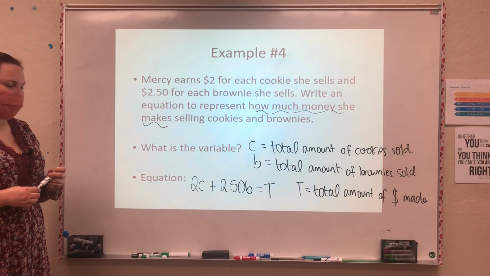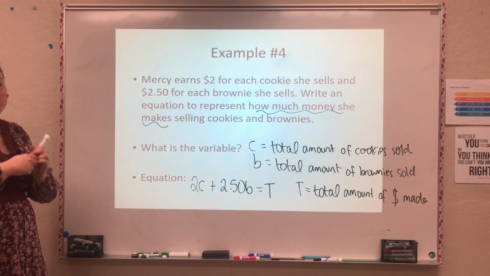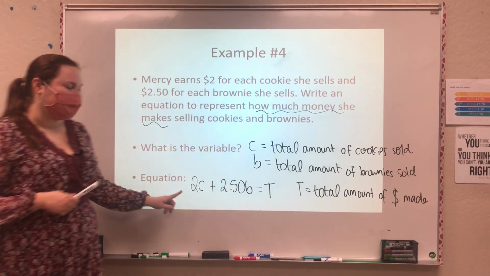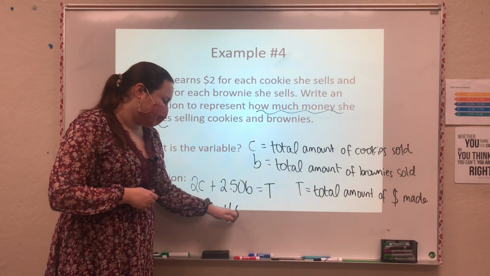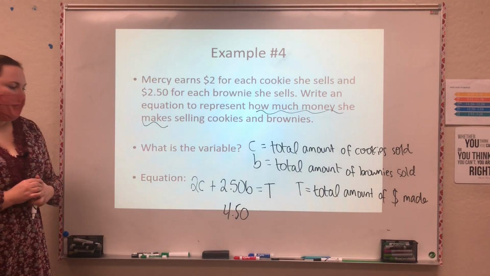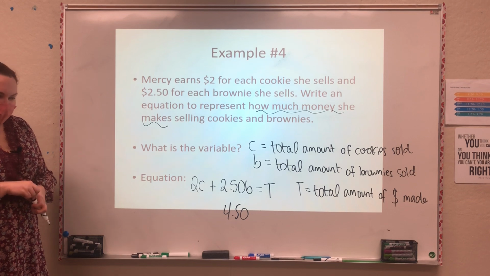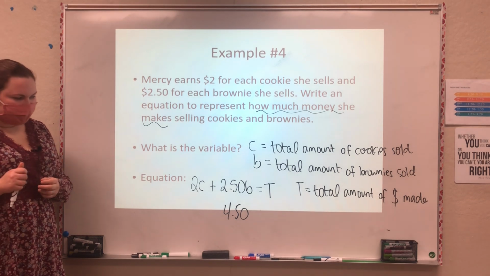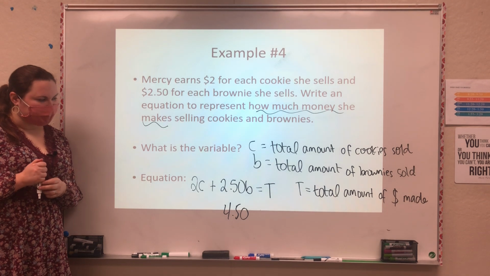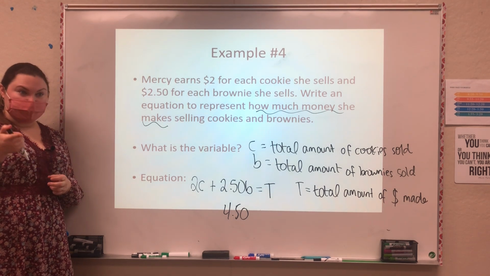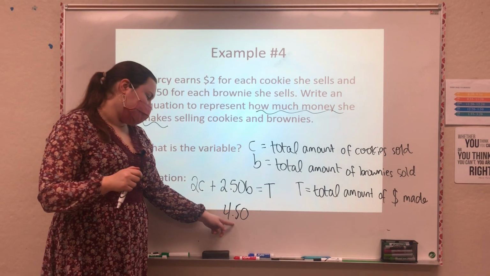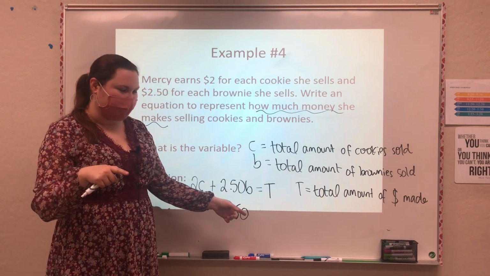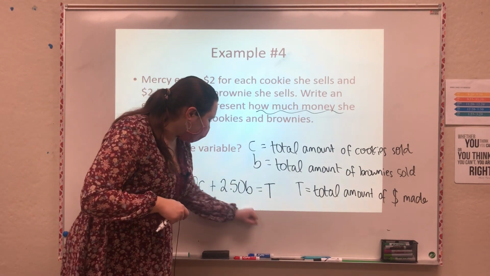Now I do want to go back for a second, because every single time I do this problem, I always hear the 450. Why can we not say it equals 450? To show how much she made for each one. Good. So if we say 450, that means she only sold one cookie, only sold one brownie.